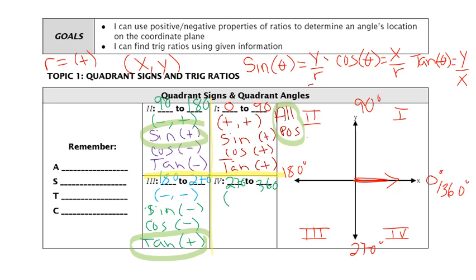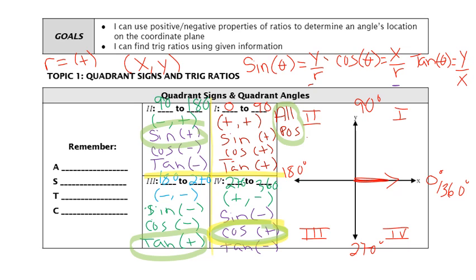In quadrant 4, the x values are positive, the y values are negative. And if we follow that same pattern we've been using, sine would be y over r, so sine would actually be negative in this quadrant. Cosine would actually be positive because it's x over r and x is positive. Tangent would be negative. And so the only one that would be positive in this one is cosine. I'll do this in the same color.